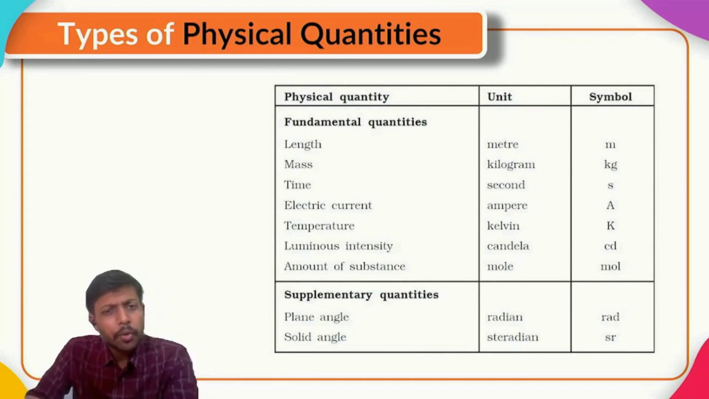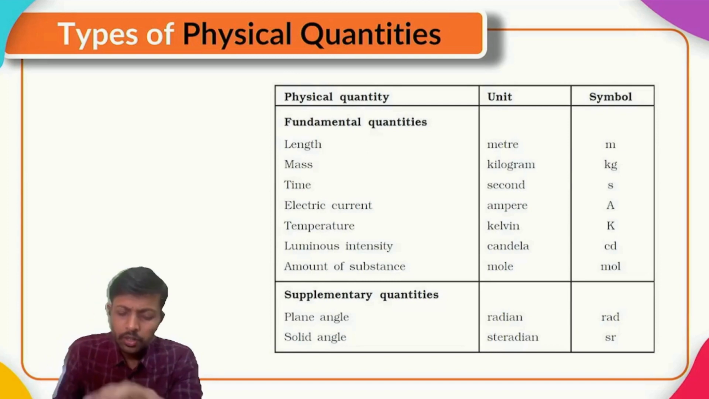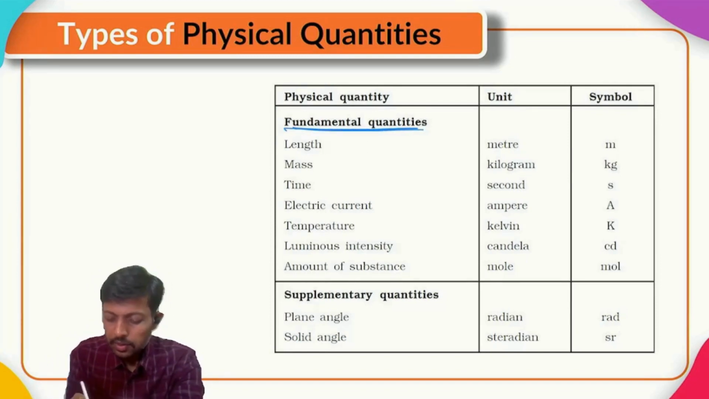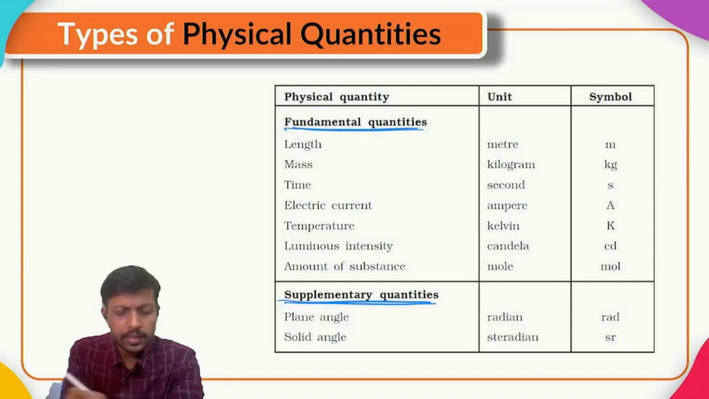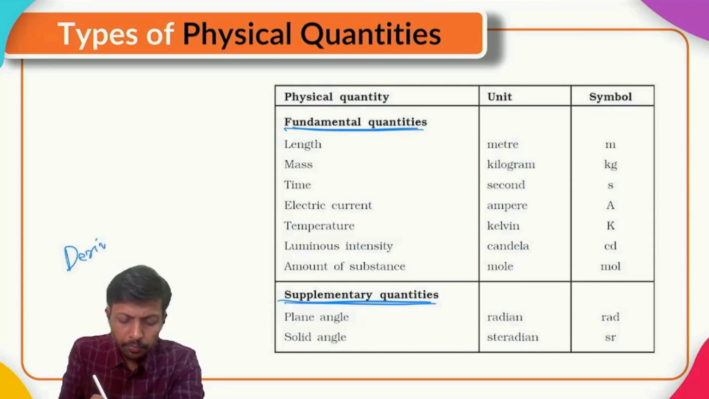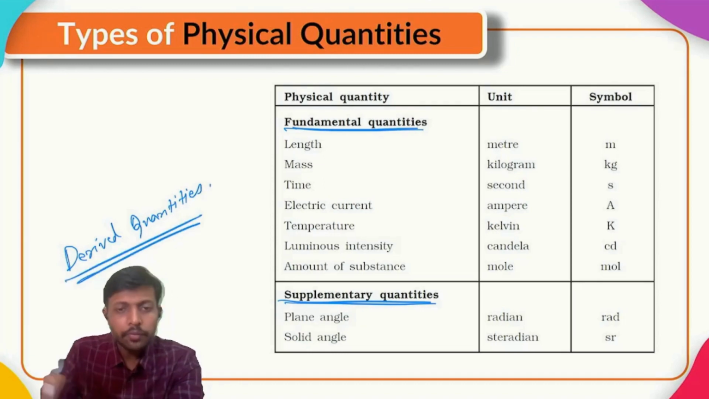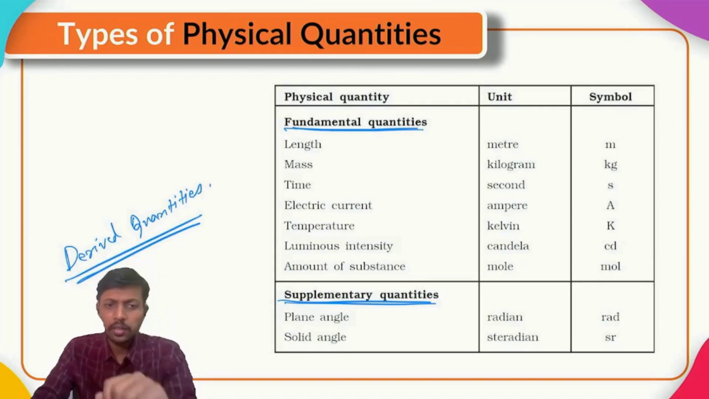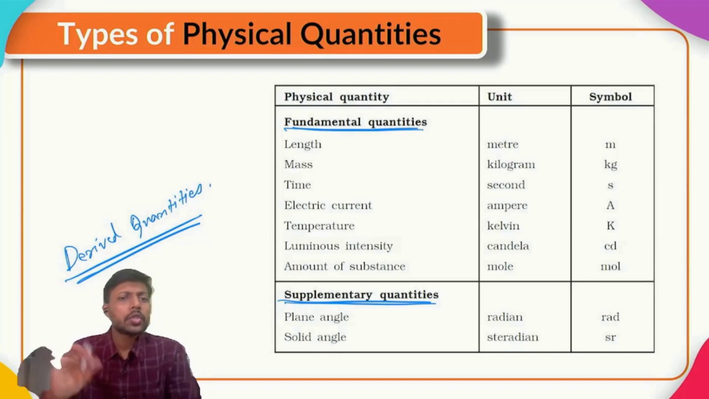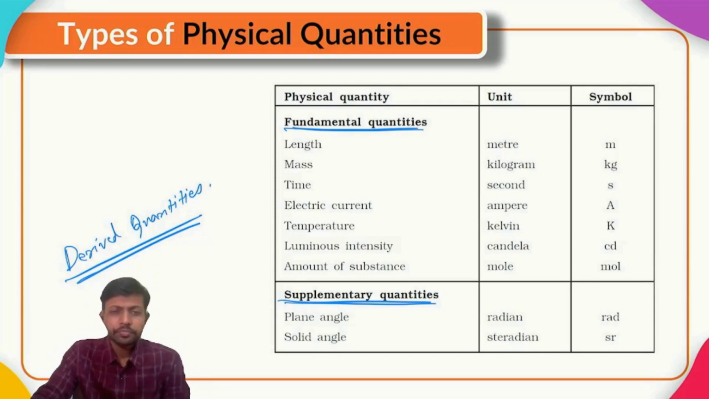Now, let's see what the different types of physical quantities are. Physical quantities are broadly categorized into three parts, okay? One, fundamental quantities, then we have supplementary quantities, and the third one is derived quantities. We'll learn about derived quantities a little later. For now, we'll just let it be. Let's focus on fundamental quantities.